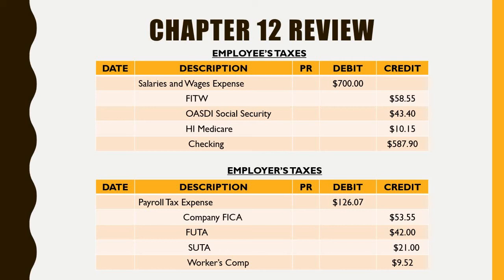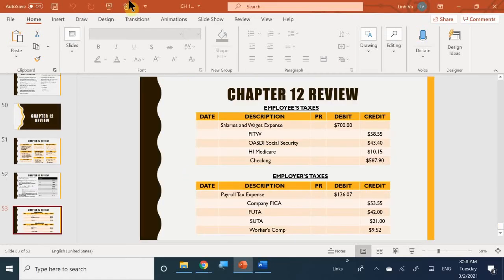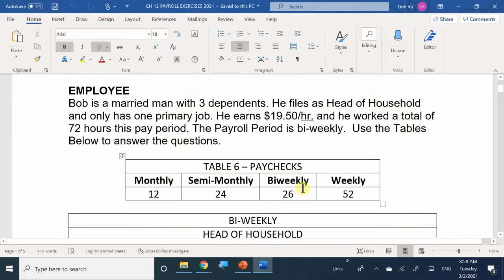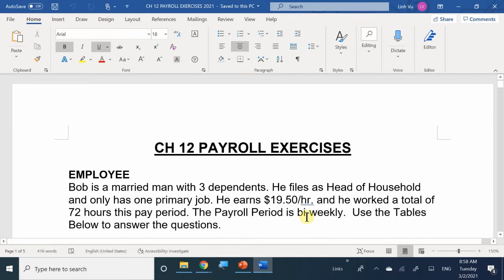All right? So let's go ahead and take a look at our exercise right here. So again, I will provide the information and tables for you. So you don't need to download that tax table unless you are interested in looking at all sorts and maybe want to even figure out your own payroll. Okay? So here we're going to be taking a look at Chapter 12 payroll exercises.